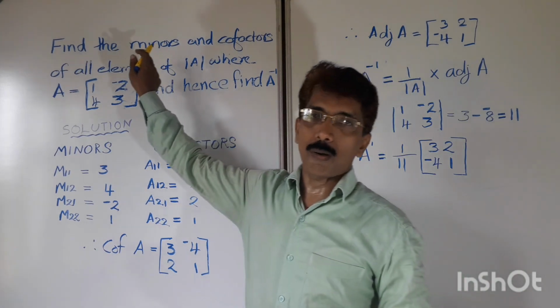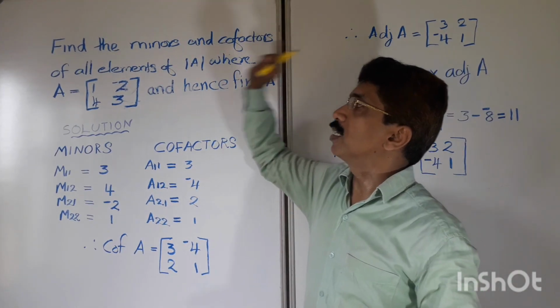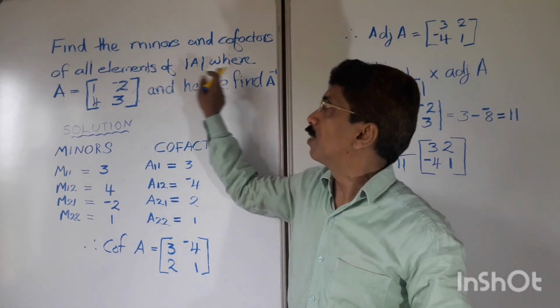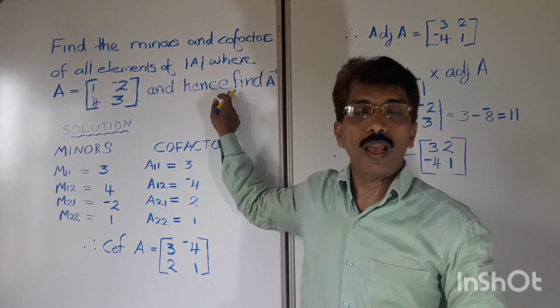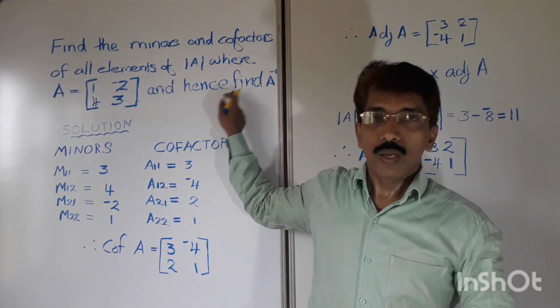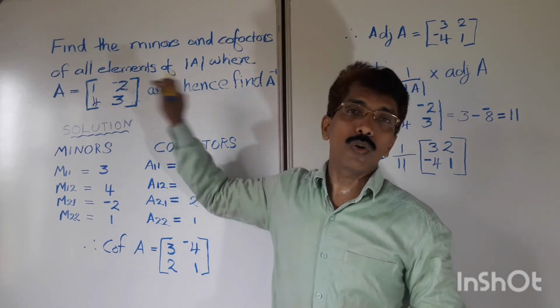Today we will study one problem that is also from matrices. Find the minors and cofactors of all elements of determinant A, where A is a given matrix, and hence find A inverse. That is the question. Listen, we will find the minors first. A is given; how do we find its minors?